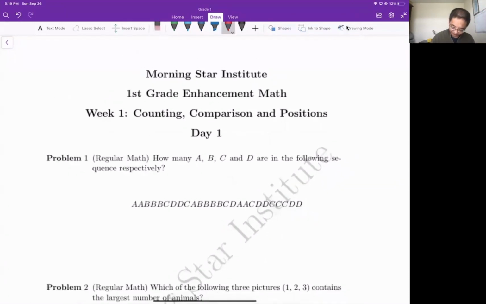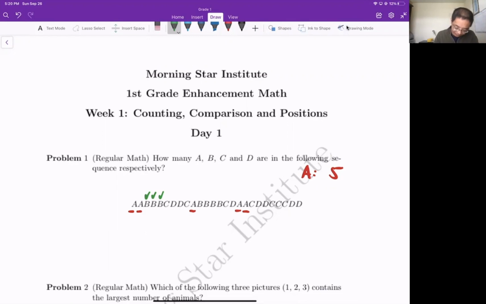Say for A, let's look at A first. We have 1, 2, 3, 4, 5. So the number of A is 5. Let's do B. For B, we have 1, 2, 3. So here, the only thing is to make sure you do not miss any letter.